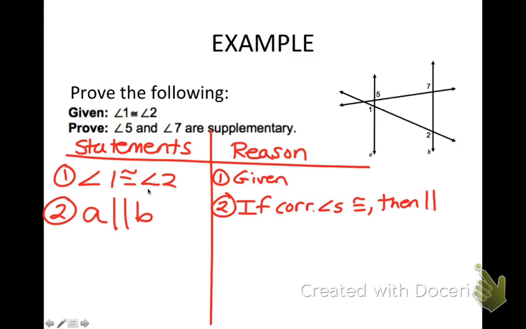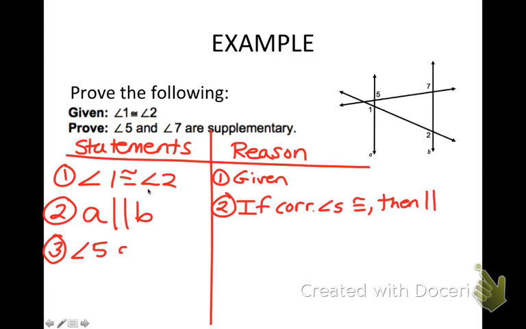Okay, well now I have parallel lines. So now I'm jumping to this side of the board. If I end up with parallel lines, what's true about consecutive interior angles? They're supplementary. So which angles up there are my consecutive interior angles? Not 1 and 2, they were corresponding. 5 and 7 were my consecutive interior. So now can I conclude that they're supplementary? Yes, I can. So this is a 3-stepper. So now rewrite your prove line.